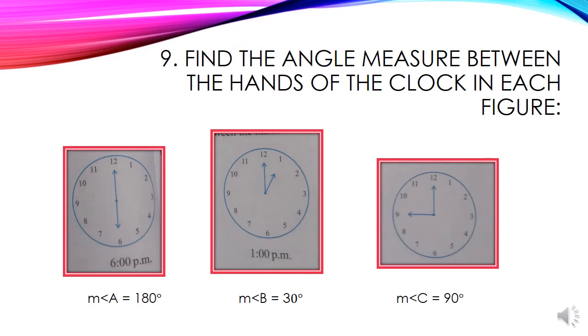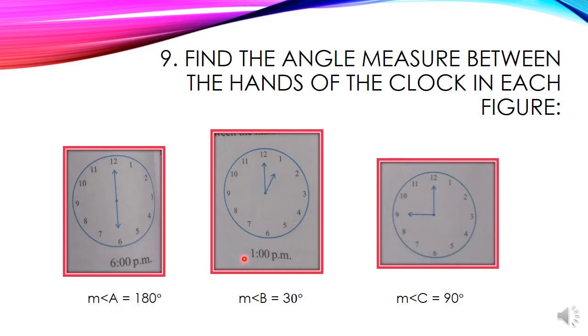Question number 9. Find the angle measure between the hands of the clock in each figure. Children, first figure is 6 p.m. One hand is at 6 and the other is at 12. So the angle made by these two hands is a straight angle. It is equal to 180 degree. I have given the name A for this angle, so measure of angle A is equal to 180 degree.